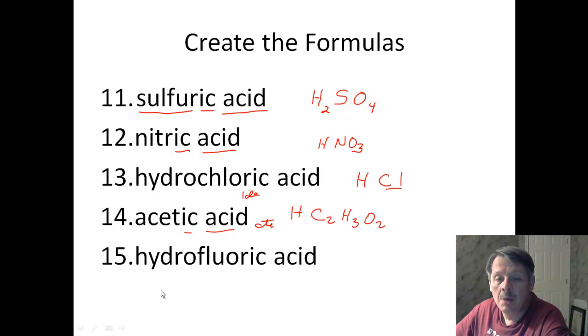And how about hydrofluoric acid? That's a hydro-ic acid. And a hydro-ic acid means I'm looking for an ide. So if I'm looking for an ide, that would be on the periodic table. So that's F. We begin with H, HF. And fluorine is a 1-, so that means we only need one hydrogen. So it's just simply HF.